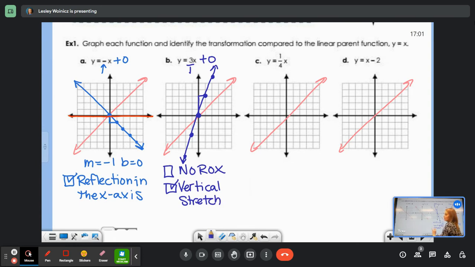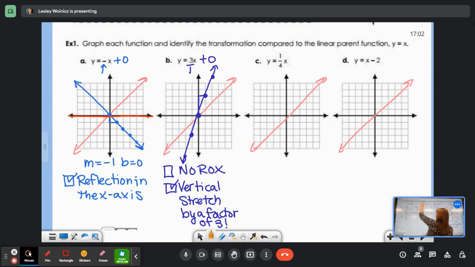And of course, it's math class. We have to be specific. We can't just say it's stretched. We have to say by how much. So we have to say by a factor of, what did we multiply by? 3. By a factor of 3. Okay, next.